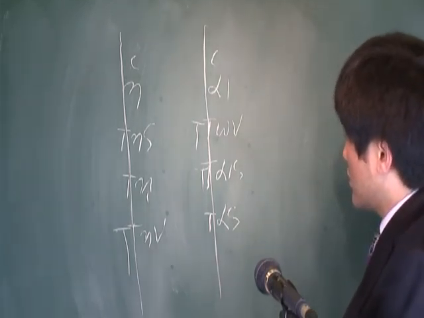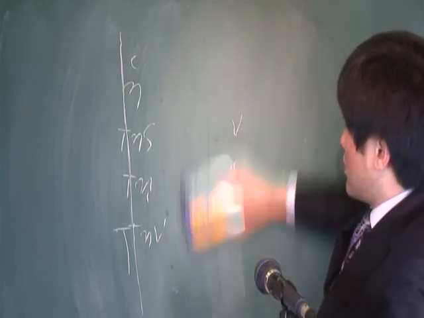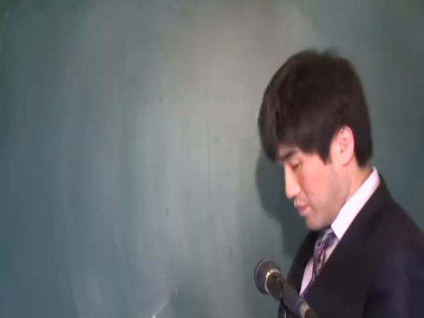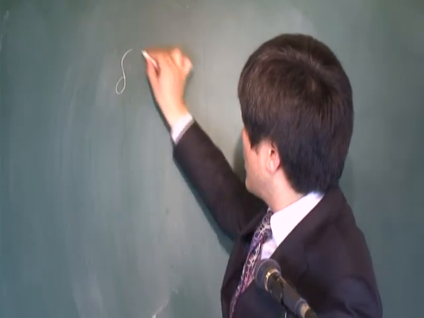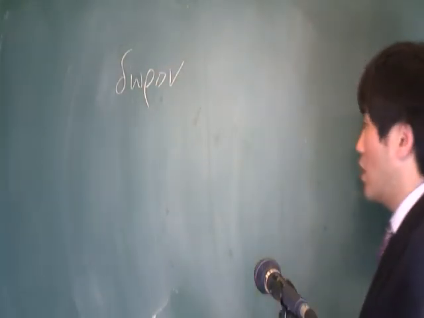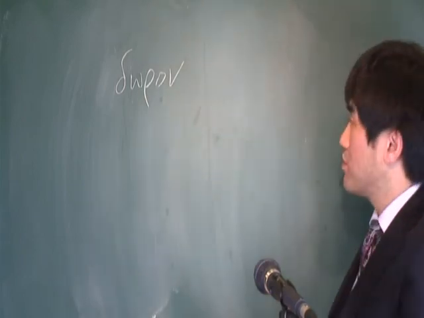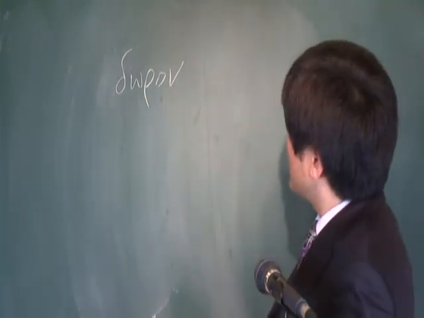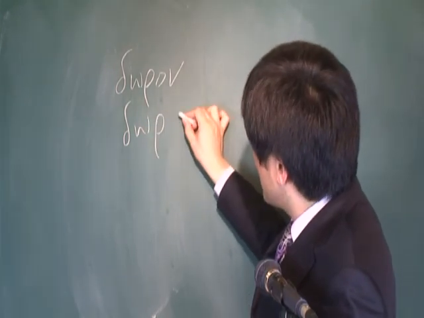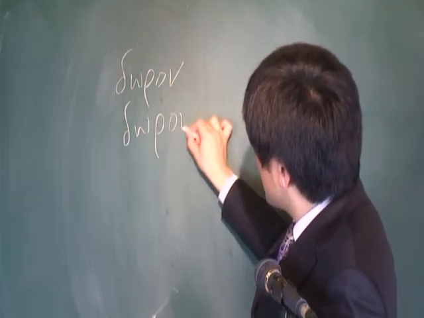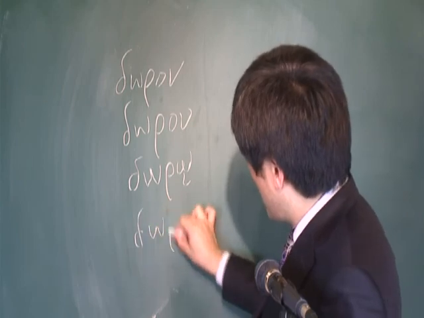Please read along. Ho, he, to, hoi, hai, ta, tou, tes, tou, ton, ton, ton, to, te, to, tois, tais, tois, ton, ten, to, tous, tas, ta. These are the 24 forms.